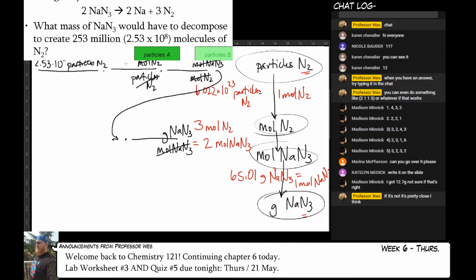All right, let's run the numbers. In a mole, there are Avogadro's number of particles. And then our ratio here was 3 moles N2, so I got to find the N2 and put the 3. 2 moles NaN3. And then finally, 65.01 grams per mole, based on what we wrote down before. Punch it in the calculator. What do you get? And you get the tiniest number.